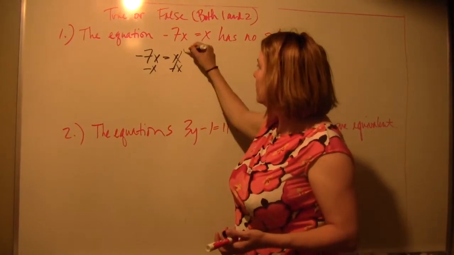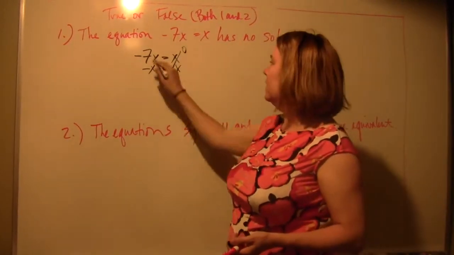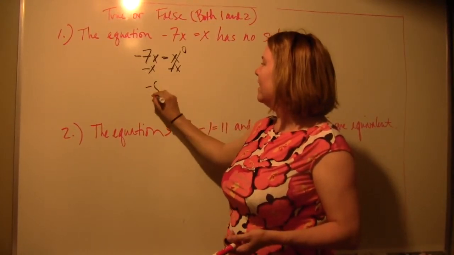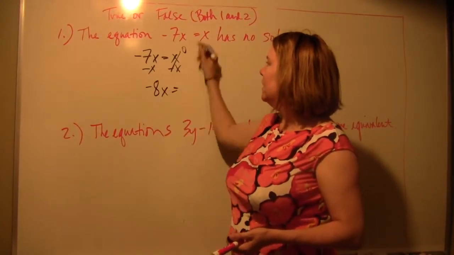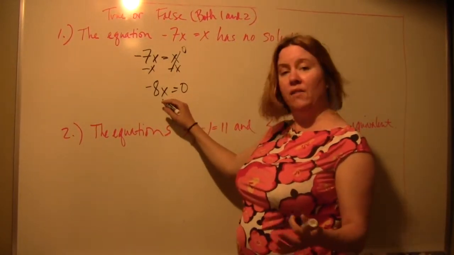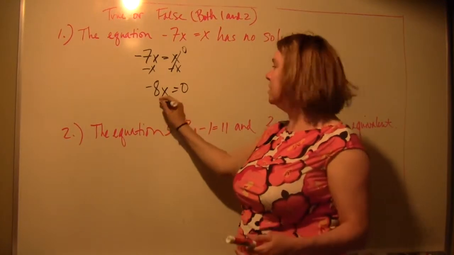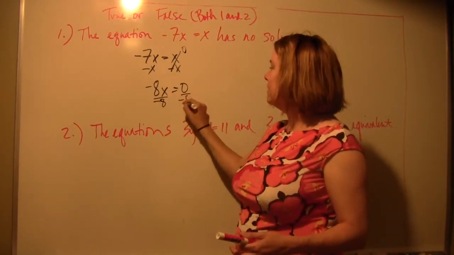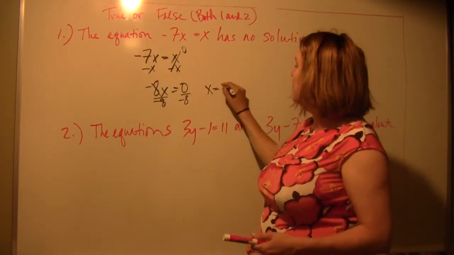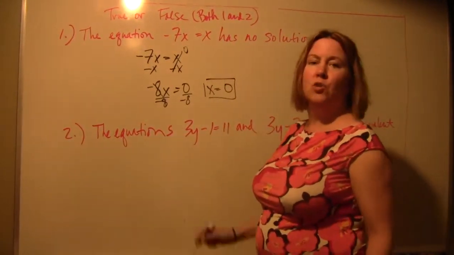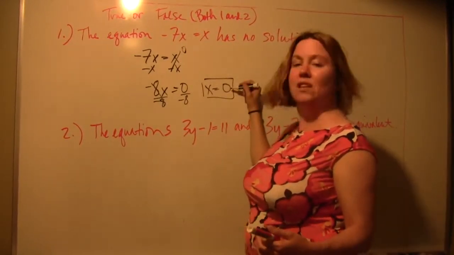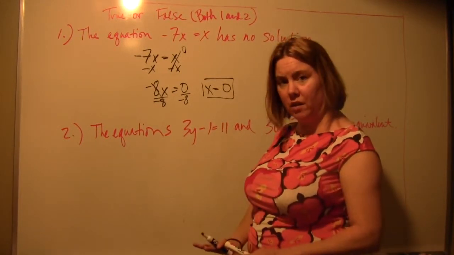That's going to make that go to 0, and that's going to make this negative 7 and that negative 1. That's going to make that a negative 8x equals 0. So when we have our x term and we have a coefficient, we divide both sides by that coefficient. So x is going to be equal to 0. Whenever you have a 0 in the numerator of a fraction, then it's 0. You just can't have 0 in the denominator.